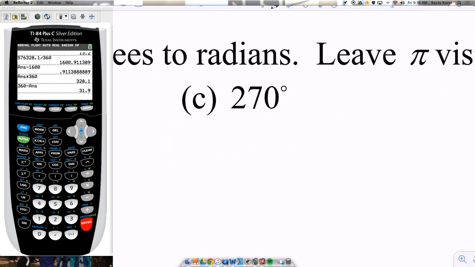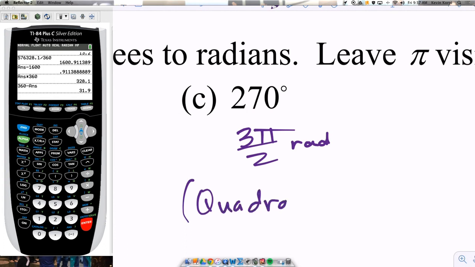270. This is one you should memorize. Let's not convert. Let's just go for it. 3 pi halves. I'll put rad there because it's rad to write it. That's a what type of angle if it terminates on the axis? Yeah, we call it a quadrantal angle. We'll define that formally later, but it's a quadrantal angle.